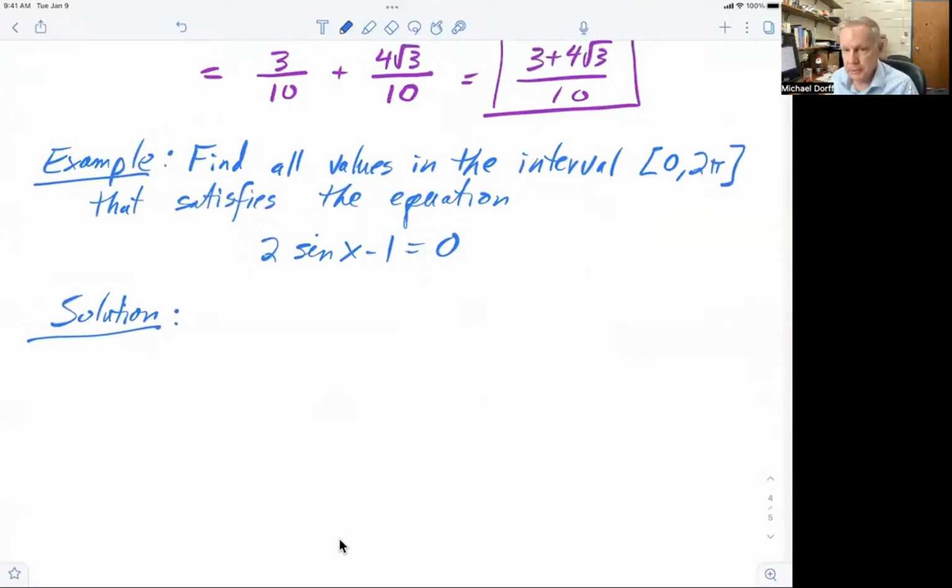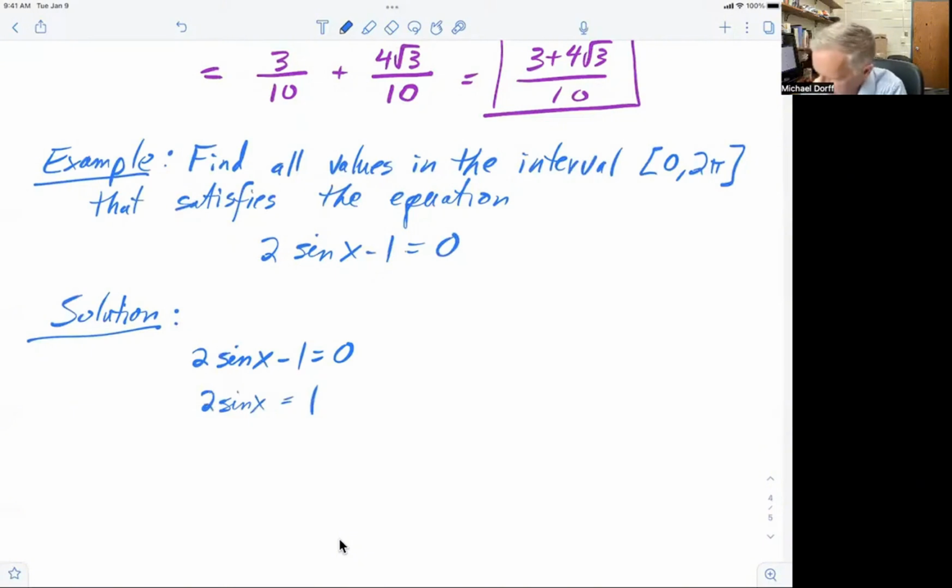What I want to do is figure out the x value. So that means I need to try to isolate sine x by itself and then use that to figure out what the value of x is. So we have 2 sine x minus 1 equals 0. What I'm going to do is bring the 1 onto the other side. So I get 2 sine x equals 1.